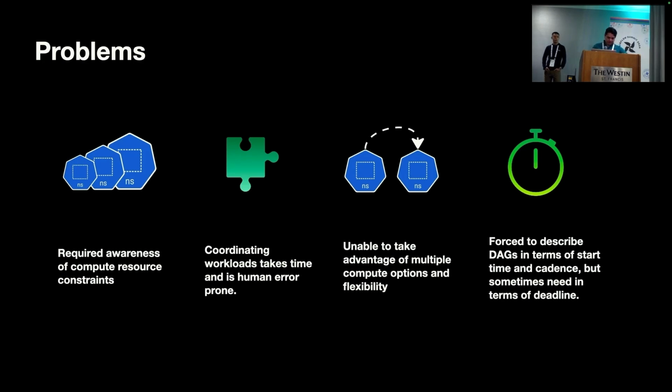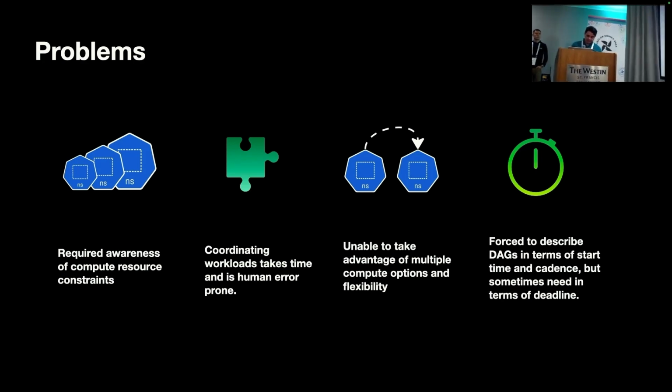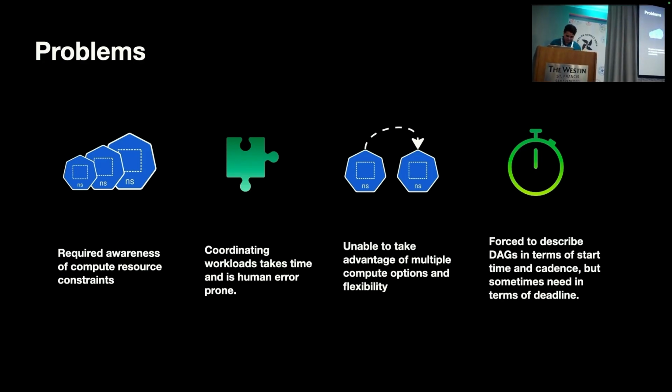So let me start off by giving you the problems that we've addressed. When talking to our customers, we found that they were challenged with the overhead of managing their own compute. They needed to be aware of the resource constraints on their compute. They faced challenges coordinating with other users, again, on limited compute. And they were unable to take advantage of multiple compute options. Lastly, they weren't able to define their DAGs in terms of deadlines. A lot of our customers think about when a DAG should complete by, not when it should start or how often it should run, but when it should complete by to make sure they meet their SLOs.